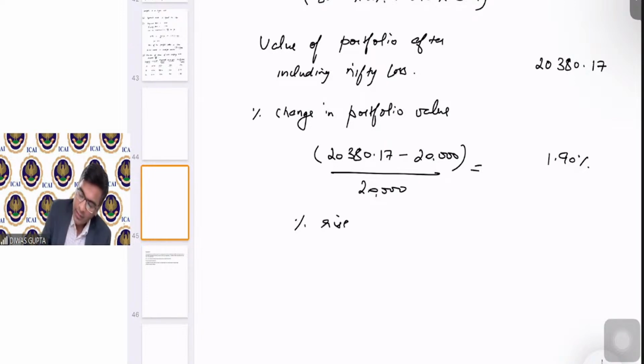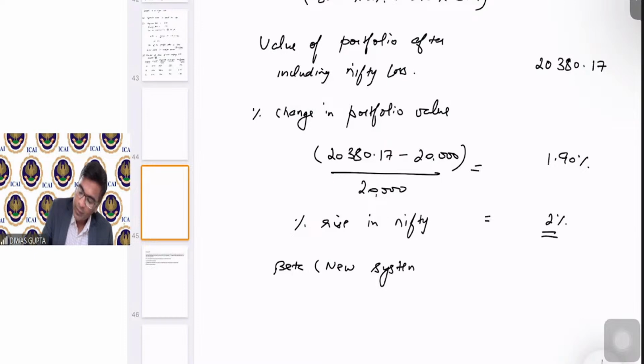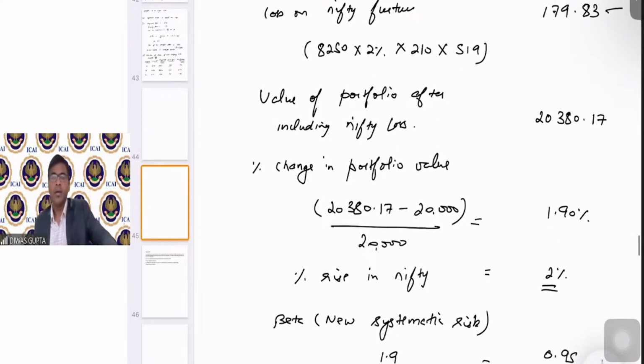Percentage rise in Nifty is how much? 2%. So net, that means for every 2% increase, our portfolio will increase by 1.9%. So what is the beta now? Or new systematic risk? 1.9 divided by 2, which is 0.95. Okay, students, it was easy and simple.